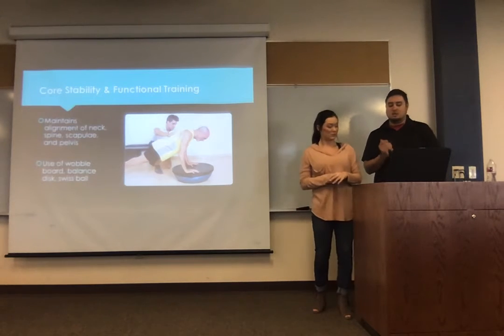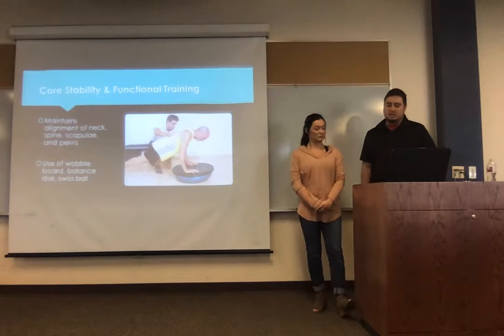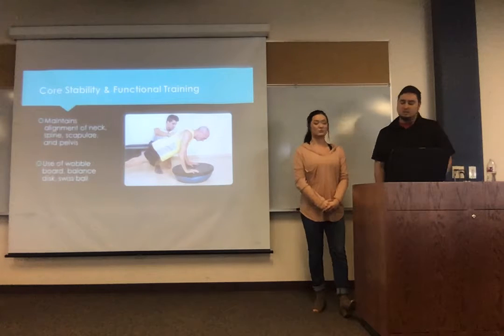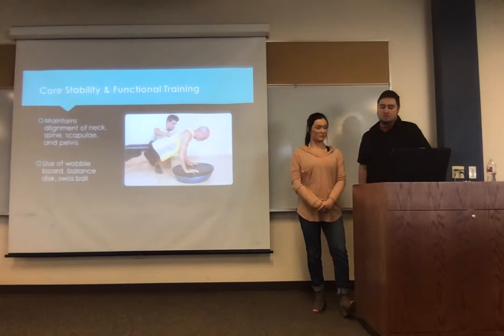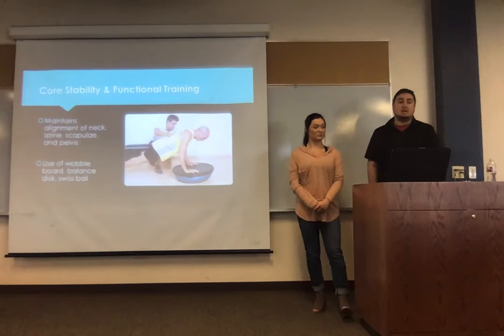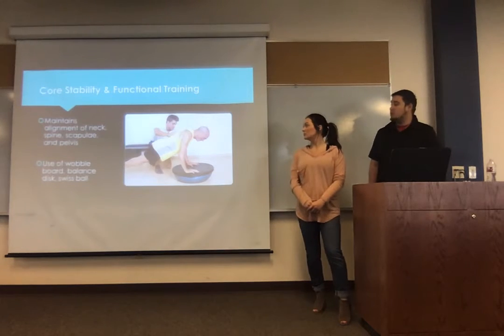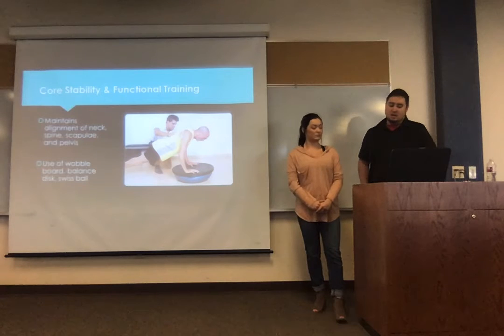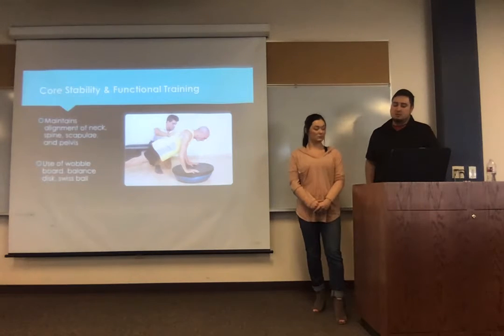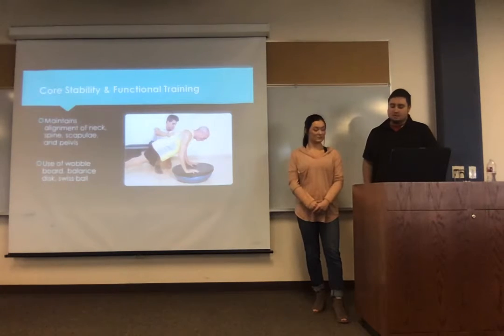Next, we talk about core stability and functional training. Core stability is the ability to maintain the ideal alignment of the neck, spine, scapulae, and pelvis while performing a skill or exercise. Exercising on an unstable surface like a wobble board, a balance disc, or a Swiss ball is ideal in optimizing limb and core muscles, but can reduce range of motion, force, and power.